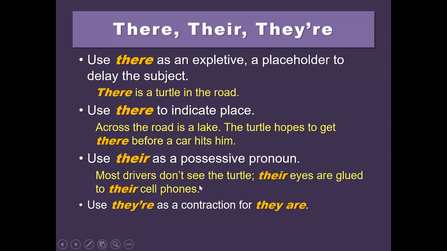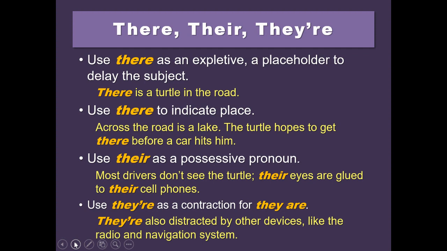Just set it to memory. Look right here. Most drivers don't see the turtle. Their eyes, yes, the eyes are their possession, are glued to their cell phone. They own the cell phone. It's their possession. So if this seems to be an issue for you, this one right here shows possession. That's probably the one you need to use most of the time. And then finally, the last one is the contraction form, meaning they are. Okay, they're also distracted by other devices like the radio and navigation system.